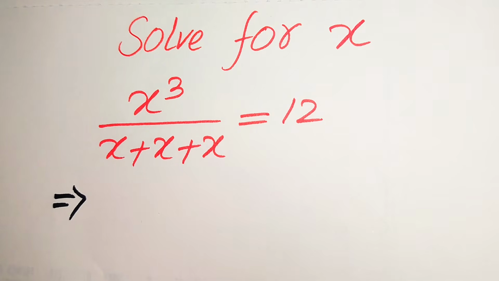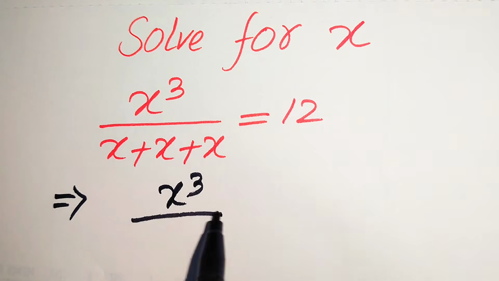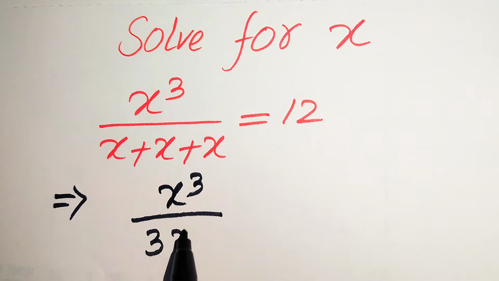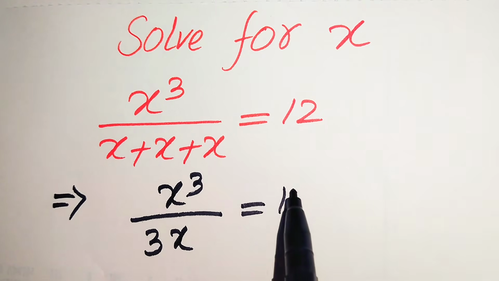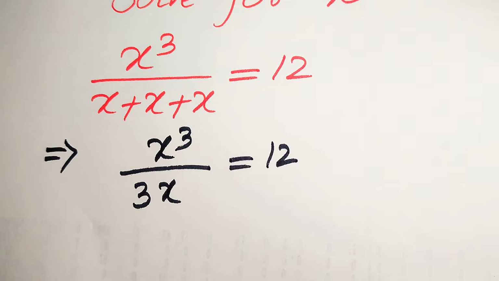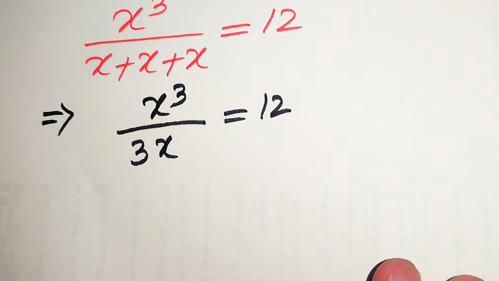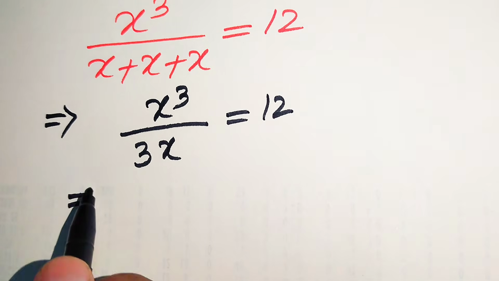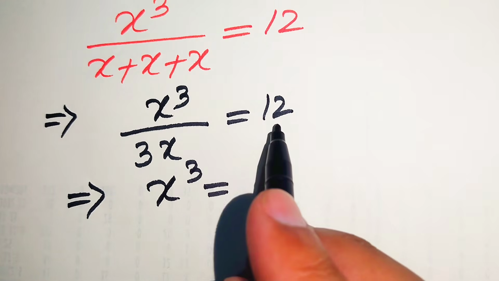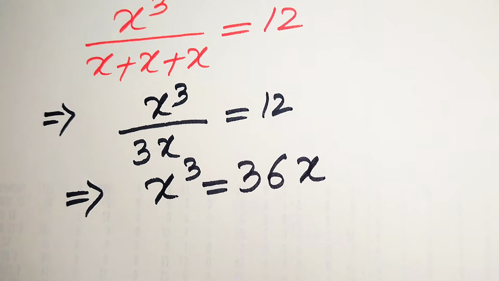And now we move toward the solution of this problem. In the first step, you see that in the denominator we have x added 3 times, so it will be written as 3 times x equals 12. Further, in the next step, we move the term 3 times x from the left hand side to the right hand side, and it becomes x cubed equals 3 times 12, which is 36 times x.